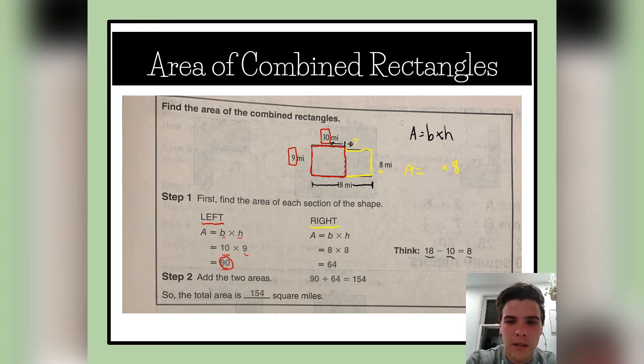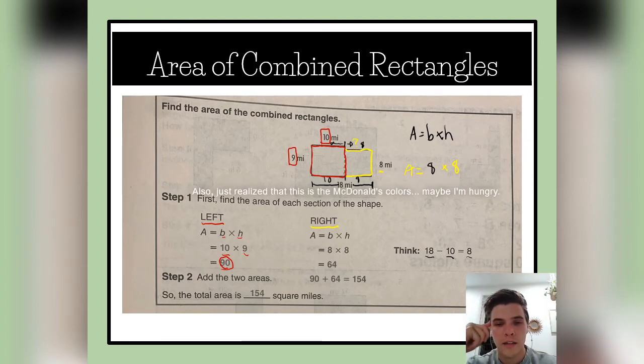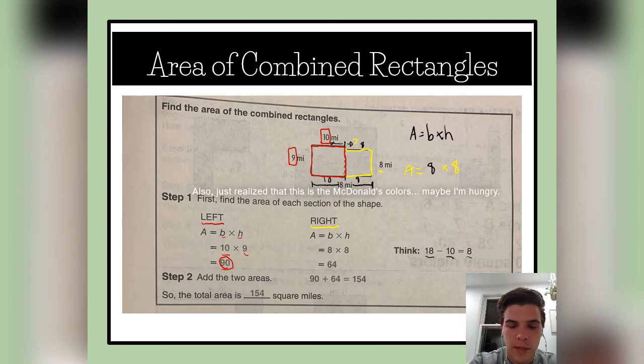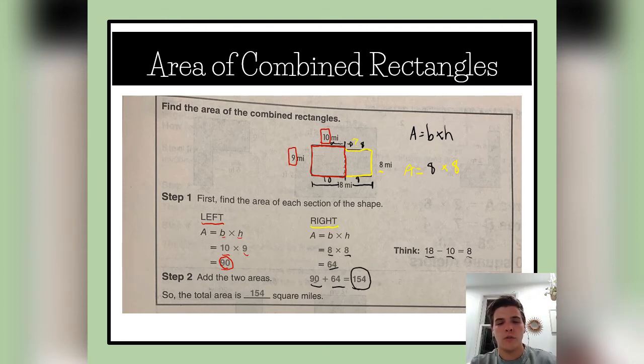So this missing number must be an 8. Right? There's a 10 here, and there would be an 8 here. So this would be 8 times 8, because the base is 8 and the height is 8. So area equals base times height, which is 8 times 8, which equals 64. And then step 2 is add the two areas. So 90 plus 64 gives us 154. So the total area is 154 square miles.